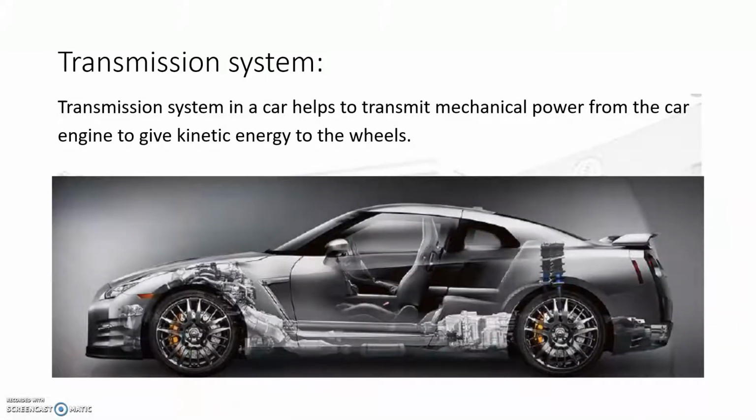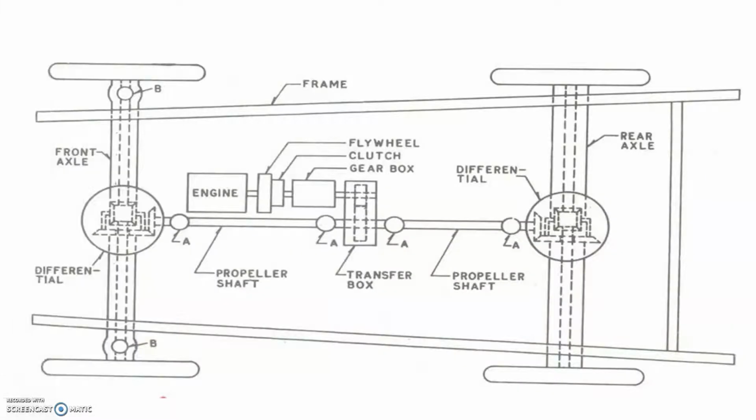So basically, what do you mean by transmission system? This is a power transmission system which is used to transmit the mechanical power from the car till the wheels. So it consists of transmission of power from the engine to the wheels of the vehicle. It consists of a clutch, then a gearbox, propeller shaft, and a differential. So let's see the details.